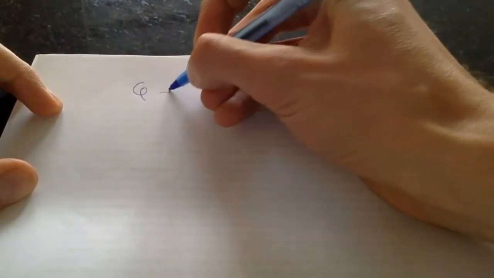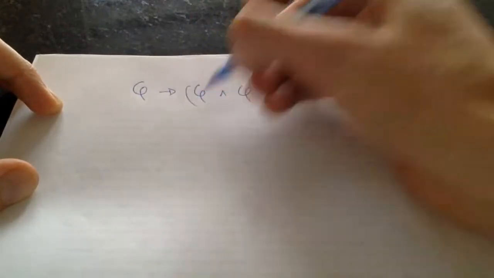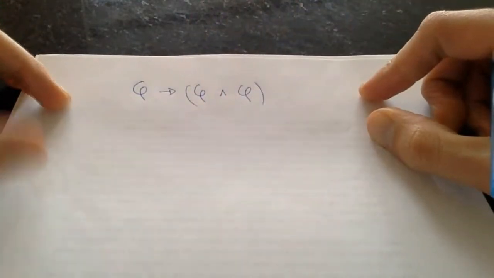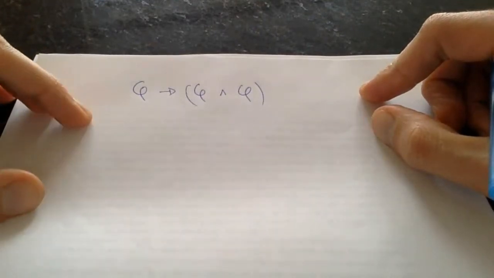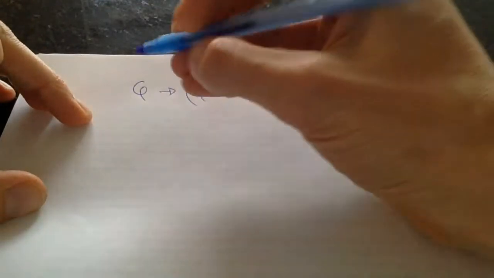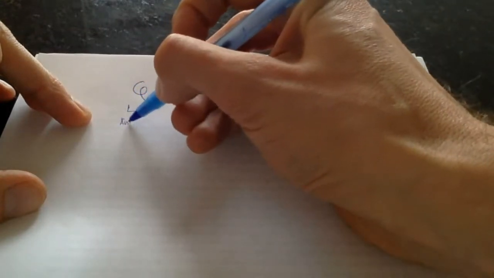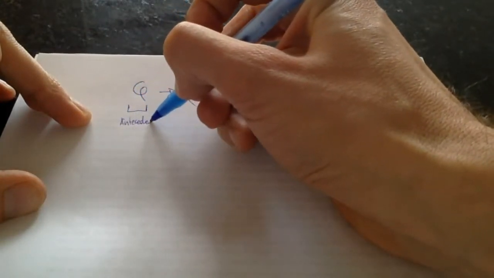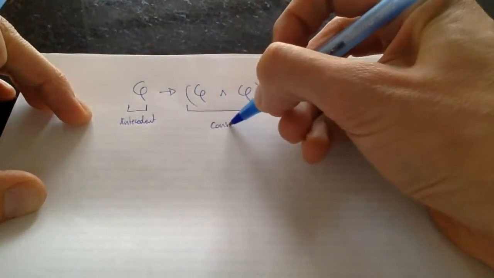So suppose you want to derive the following formula. Phi implies phi and phi. This is a very simple formula. And one way to do it is to notice that you have an antecedent here and you have a consequent here.